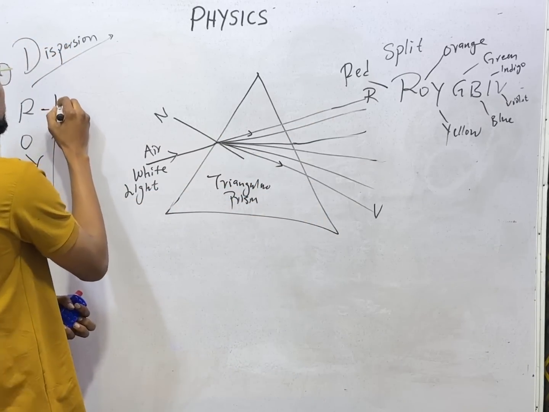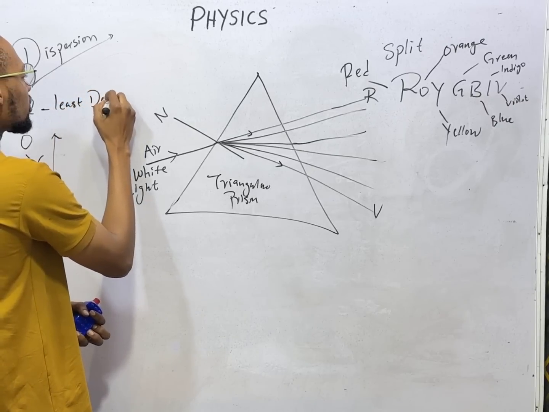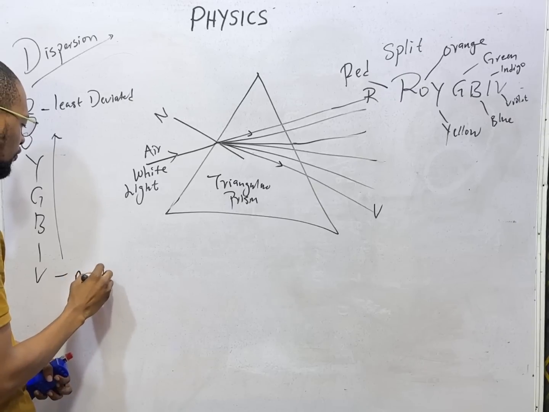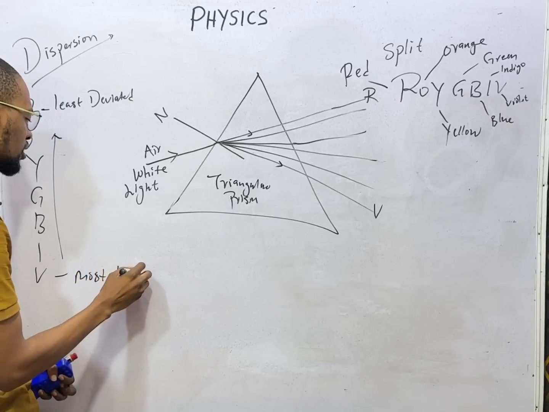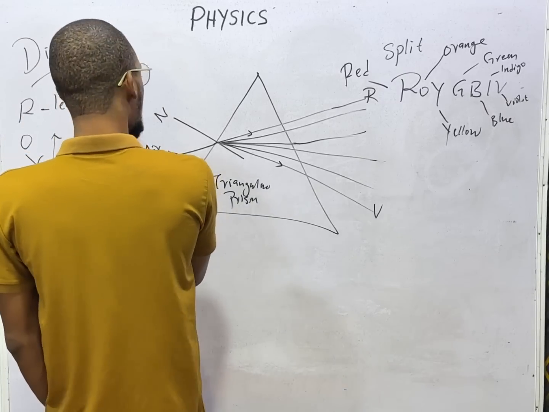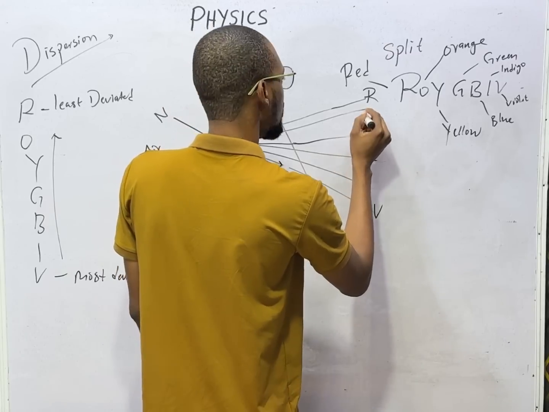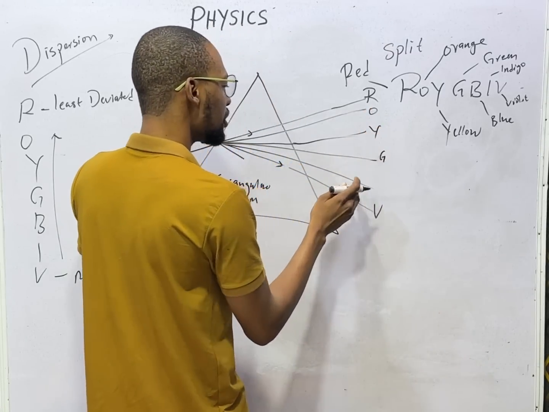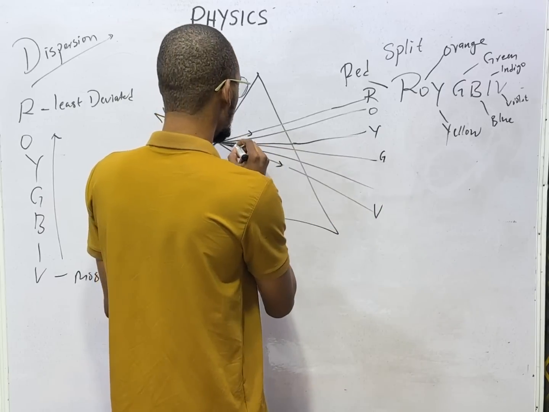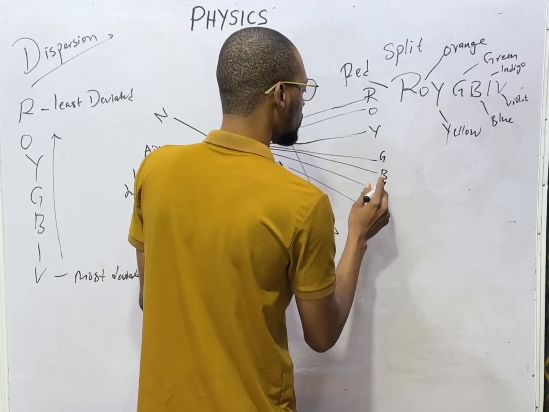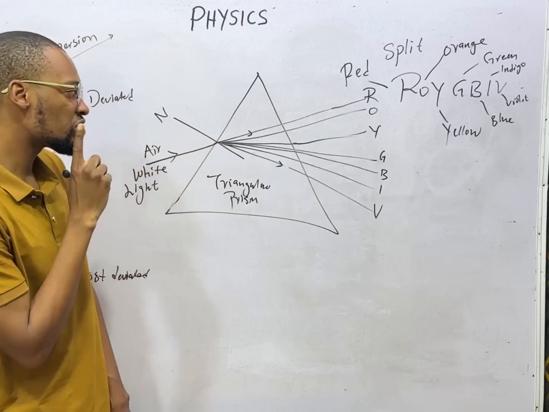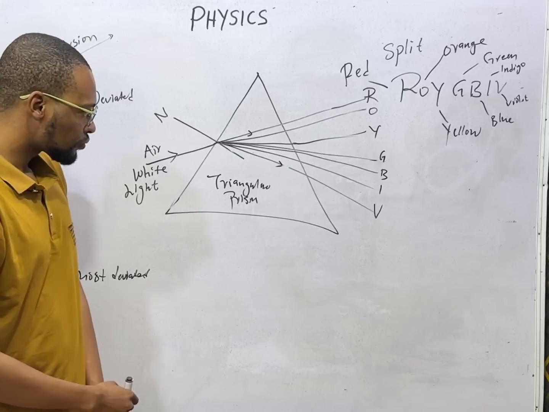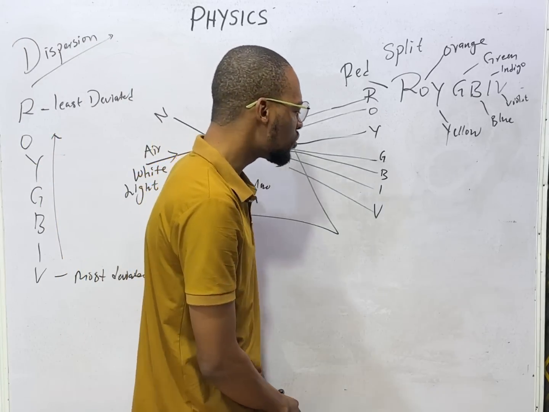So red is least deviated, and we say violet is the most deviated. Which means after red, the next one is orange, the next one is yellow, green, blue, indigo, and violet. So everything starts splitting from here, not from the outside. What else should you know?